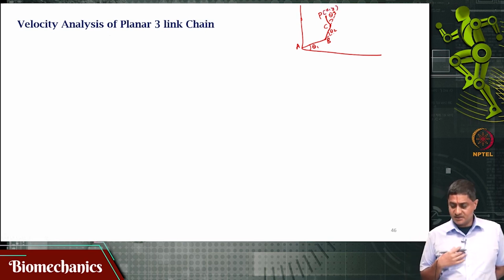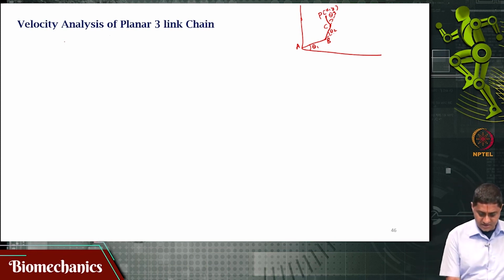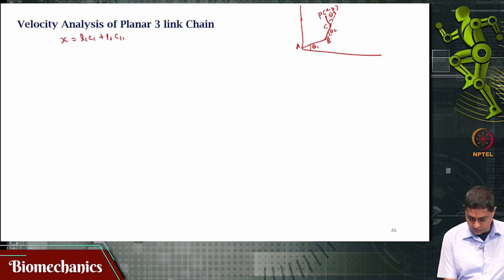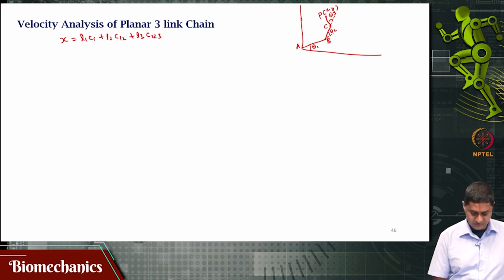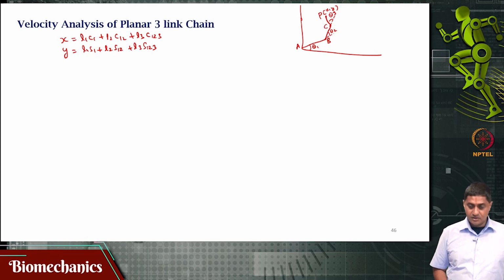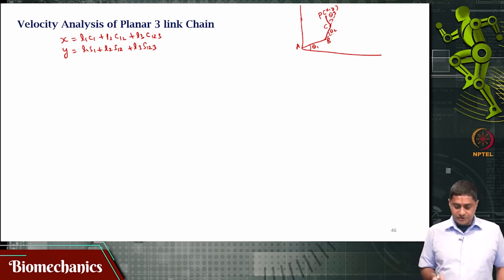From forward kinematics, I can find the endpoint coordinates of the point P as x is L1C1 plus L2C12 plus L3C123, and the y coordinate is L1S1 plus L2S12 plus L3S123. I differentiate this with respect to time.